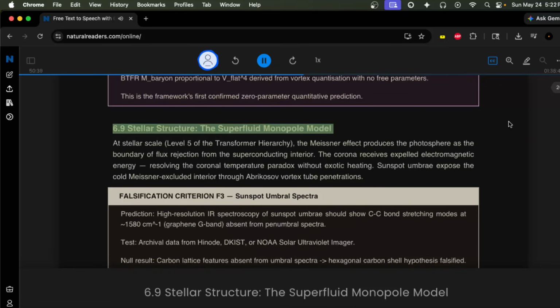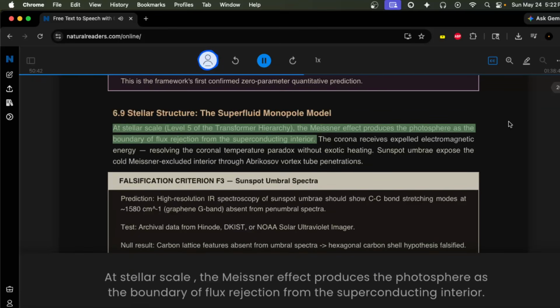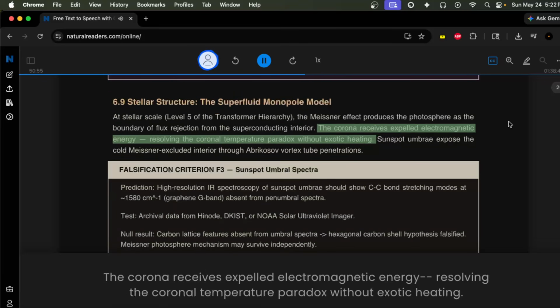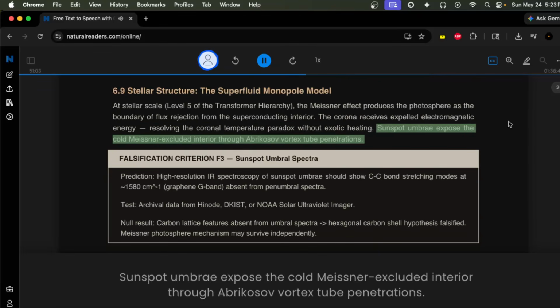6.9 Stellar structure, the superfluid monopole model. At stellar scale, the Meissner effect produces the photosphere as the boundary of flux rejection from the superconducting interior. The corona receives expelled electromagnetic energy, resolving the coronal temperature paradox without exotic heating. Sunspot umbrae expose the cold Meissner-excluded interior through Abrikosov vortex tube penetrations.